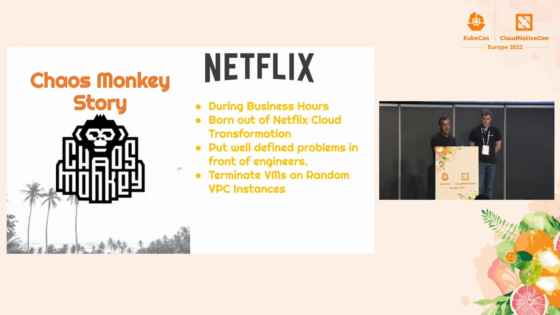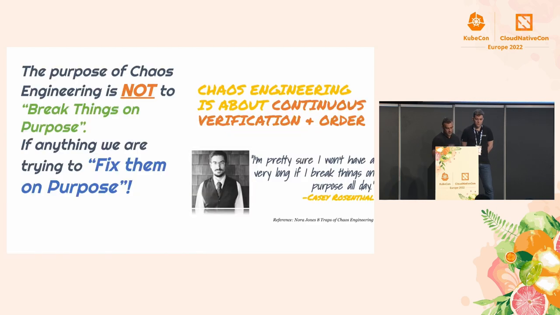So Chaos Monkey, how it operates, if you're not familiar: like I said, it was born during Netflix's cloud transformation. But what it does is, pseudo-randomly during business hours, it will terminate an AMI, and it does that so engineers can, like I said, validate that their logic actually functions.